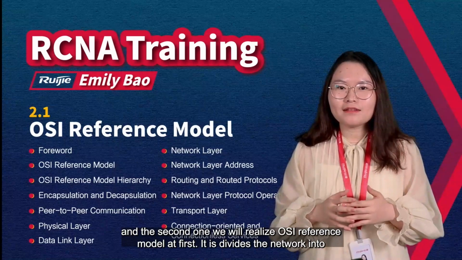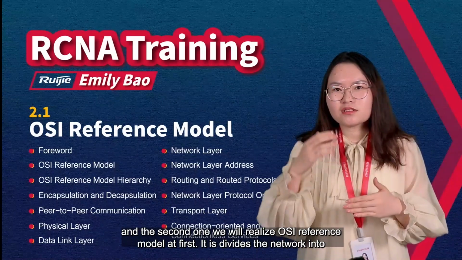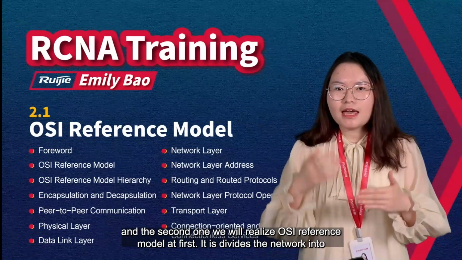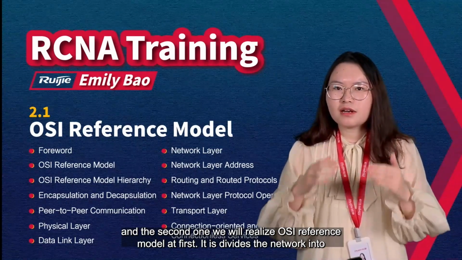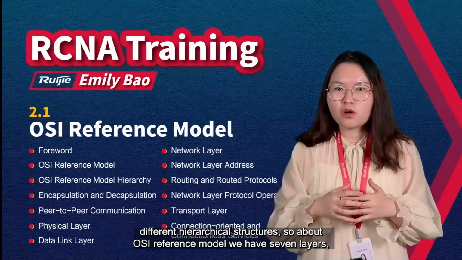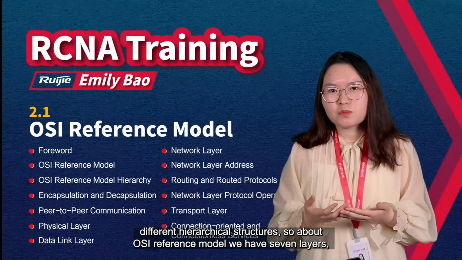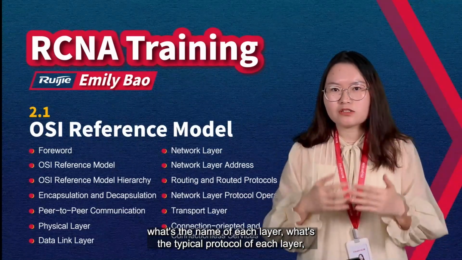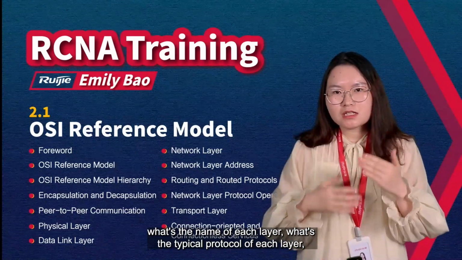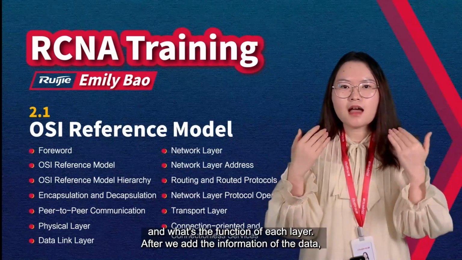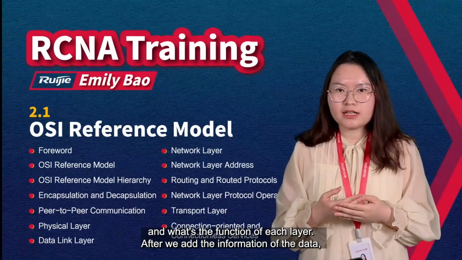And about this part, first we will understand the basic background of these two reference models. And the second one, we will realize the OSI reference model first. It divides the network into different hierarchical structures. So, about the OSI reference model, we have 7 layers. What's the name of each layer? What's the typical protocol of each layer? And what's the function of each layer?